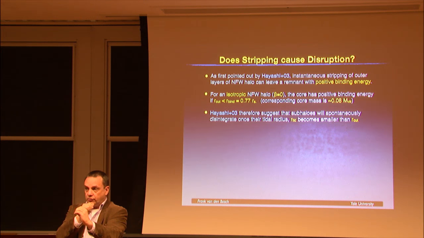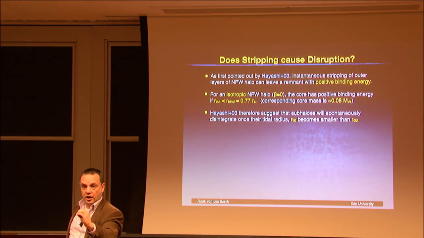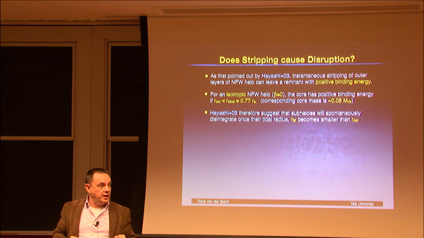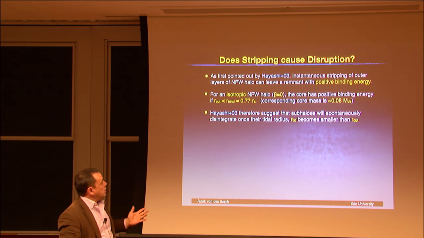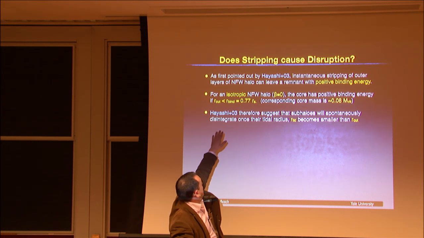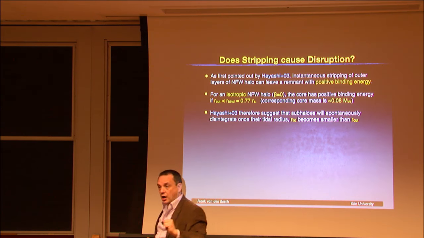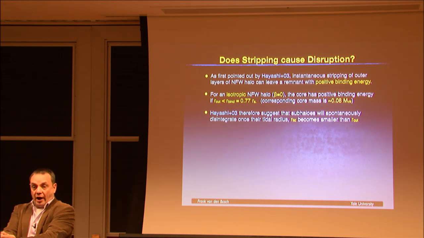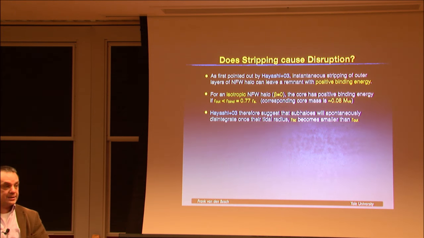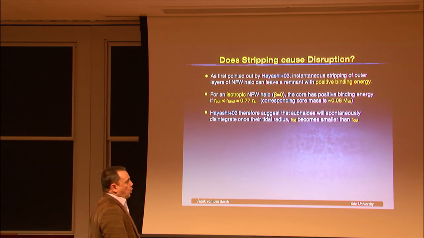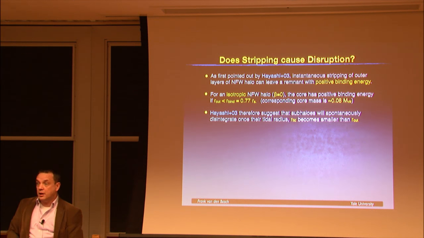You take an isotropic NFW halo, you calculate the mass of the inner region after you take off all the mass on the outside, and that thing has positive binding energy. So Hayashi argues that once you strip down to that radius, 0.77 RS, which basically means you have to remove about 92% of the mass, you're left with something with positive binding energy that will just disintegrate by itself. Well, let's test that. It's simple to do, a simulation.